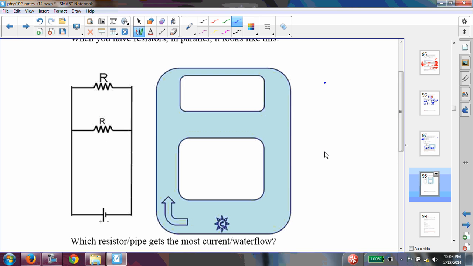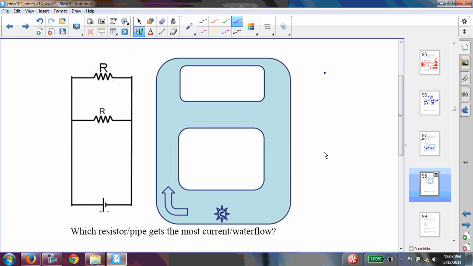When you have resistors in parallel, it'll look like this. So here I have an object with big resistance. This is a big R. I'll make it bigger, huh? And this is a little r. Okay, and then here's the paddle wheel over here.